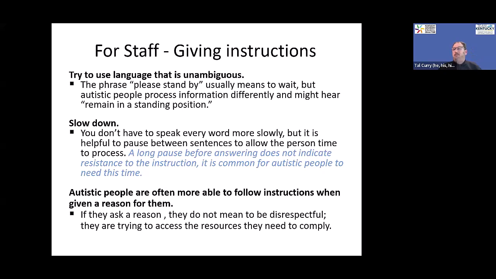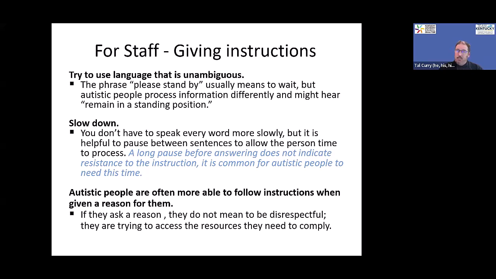I'll give you a couple of other examples. Try to use unambiguous language. Sorry. The phrase "please stand by" usually means to wait, but autistic people process information differently and might hear "remain in a standing position." So it's better to be direct and use words that are much clearer.